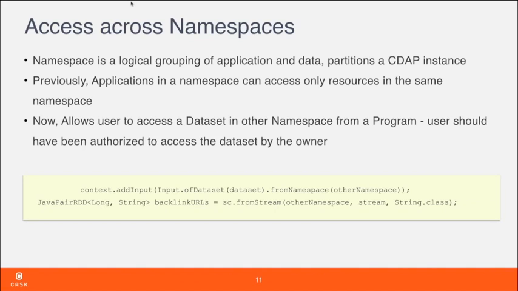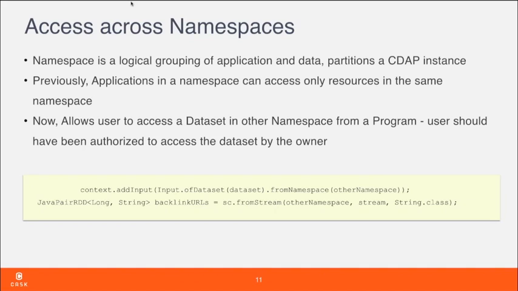So what the ingestion team can do is push all of the data into their namespace and make it available to different namespaces depending on who wants to have access to it. This is one of the capabilities that had been requested, and it has been added for release 3.5.